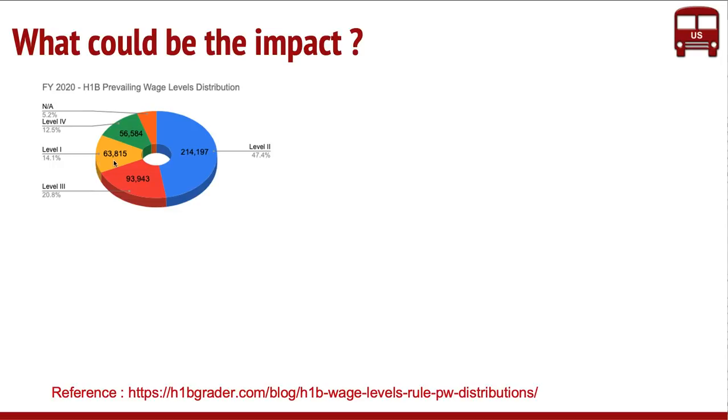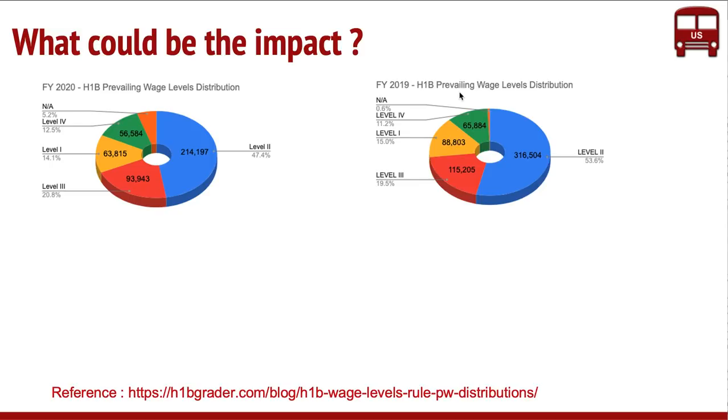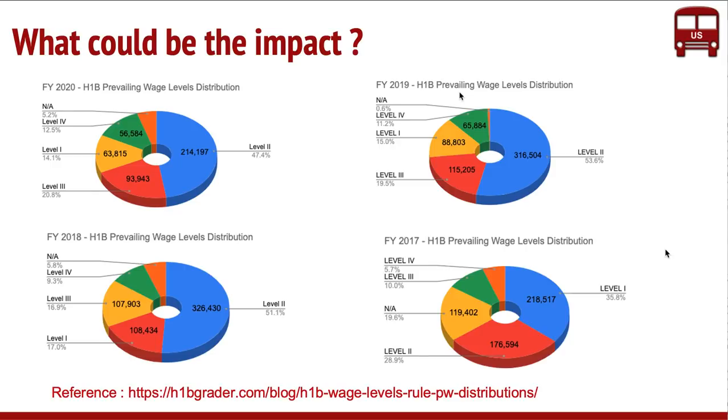And you can see level 1 were about 14%, about 63,000. The rest are level 3 and level 4. Similarly, you can look at other years as well. In FY19, level 2 was much higher, and similarly FY18, FY17.